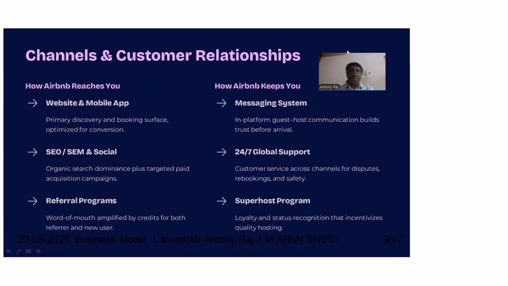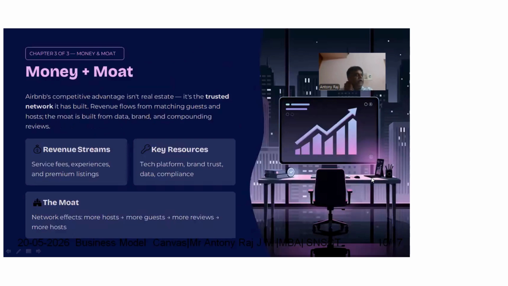And if we talk about the channels and the customer relationships, these were the channels they employed. One is the website and mobile app, and they were very aggressive on SEO and SEM and also on social media. And they used referral programs. And these were some of the customer relationship programs: 24/7 customer support, and messaging systems. And what are the money and moat? That was the revenue streams, one more BMC block. The revenue stream was the service fees and experiences, as well as premium listings revenue.